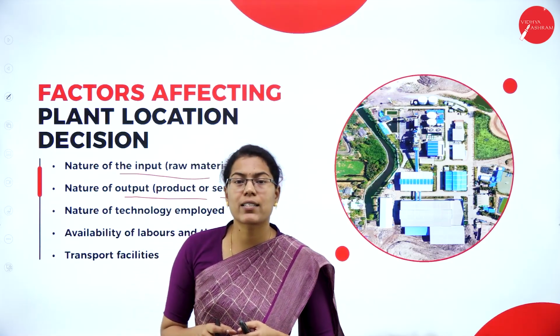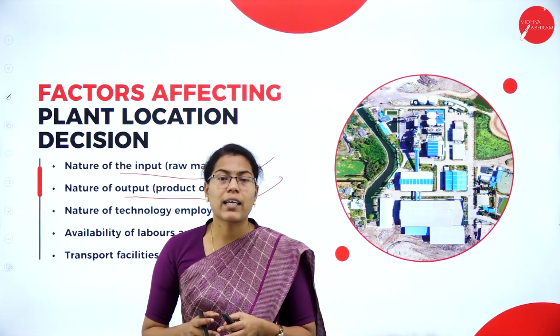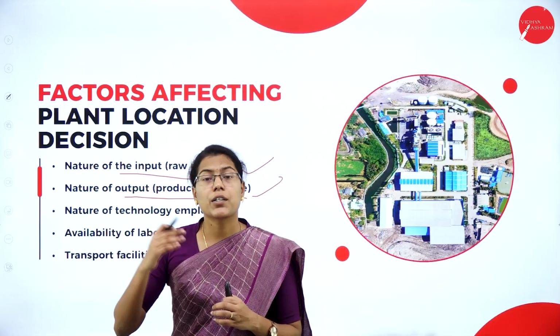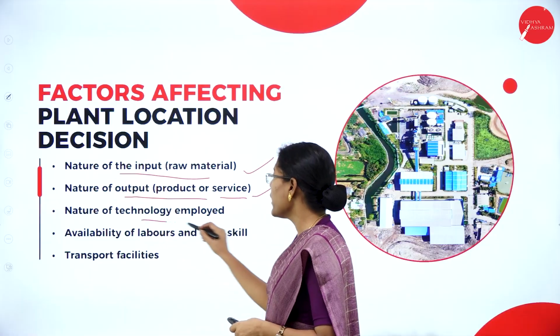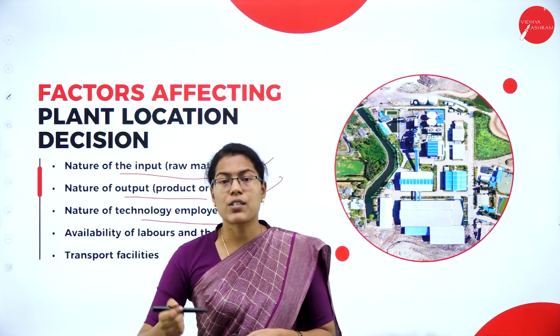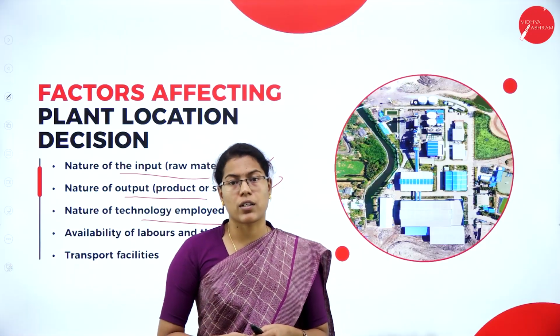Or some industries which produce automobiles or chemicals, then it is better if they set up their factory near the raw materials. Then, nature of technology employed. For some industries, it also depends on the type of technology that they are using for production.